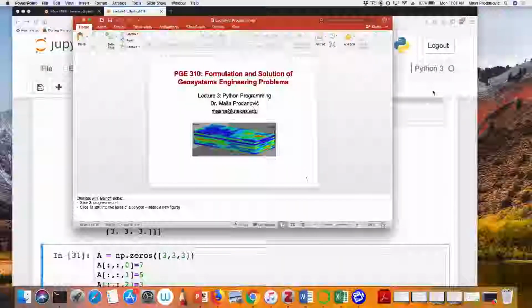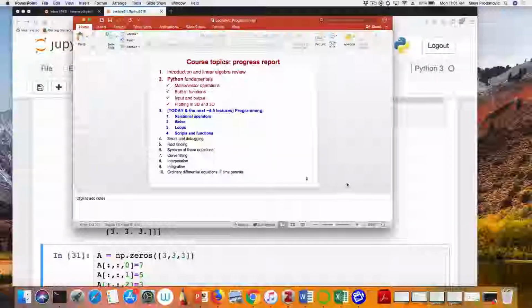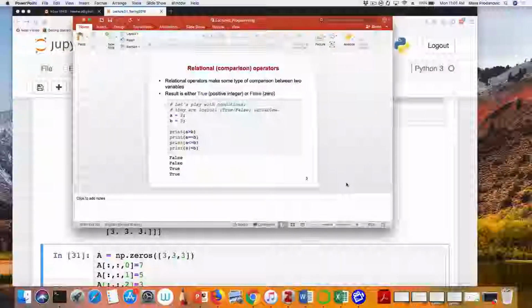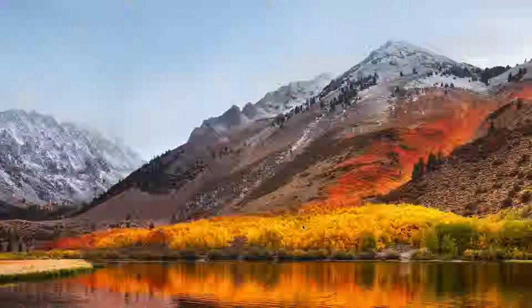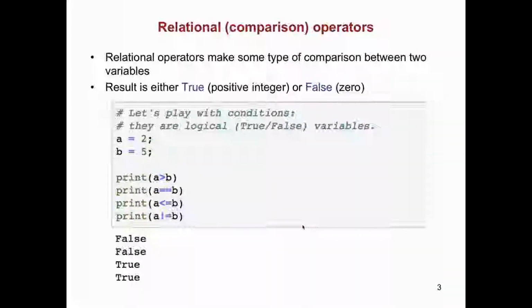Okay, let's get back to our programming, and specifically controlling the flow of your program. The first thing that we learned how to do last week is figure out how to compare things. That's what relational operators are. I need to express questions to my computer. Is this bigger than that? Is this equal to the other thing?